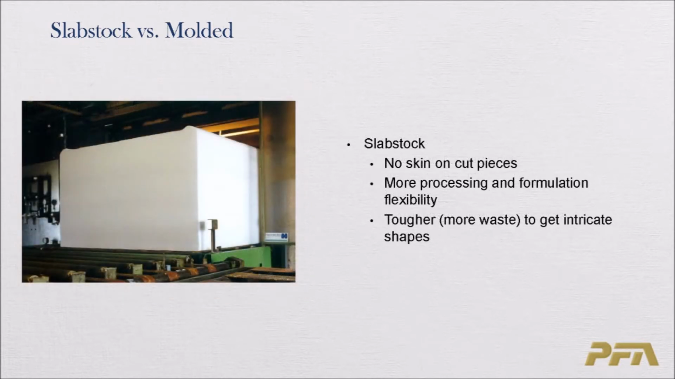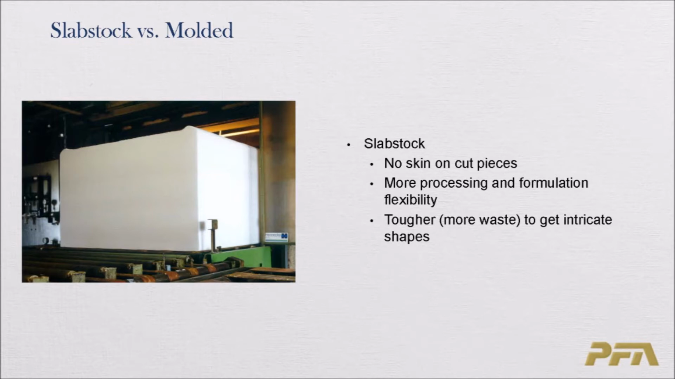So for Slabstock foam, generally speaking, you'll see rectangular cut pieces from the buns that you've seen in some of the other videos. There usually isn't any skin, of course, because it's cut from the core inside of the bun. And there's a lot of processing and formulation flexibility. That's noted because they are usually sold in components or are made with components rather than systems. You're able to control how much polyol, how much catalyst, however much you want to be able to keep the characteristics of the foam. A lot of intricate shapes would result in high scrap rates, and that's why the molded foam can be more advantageous in some areas.